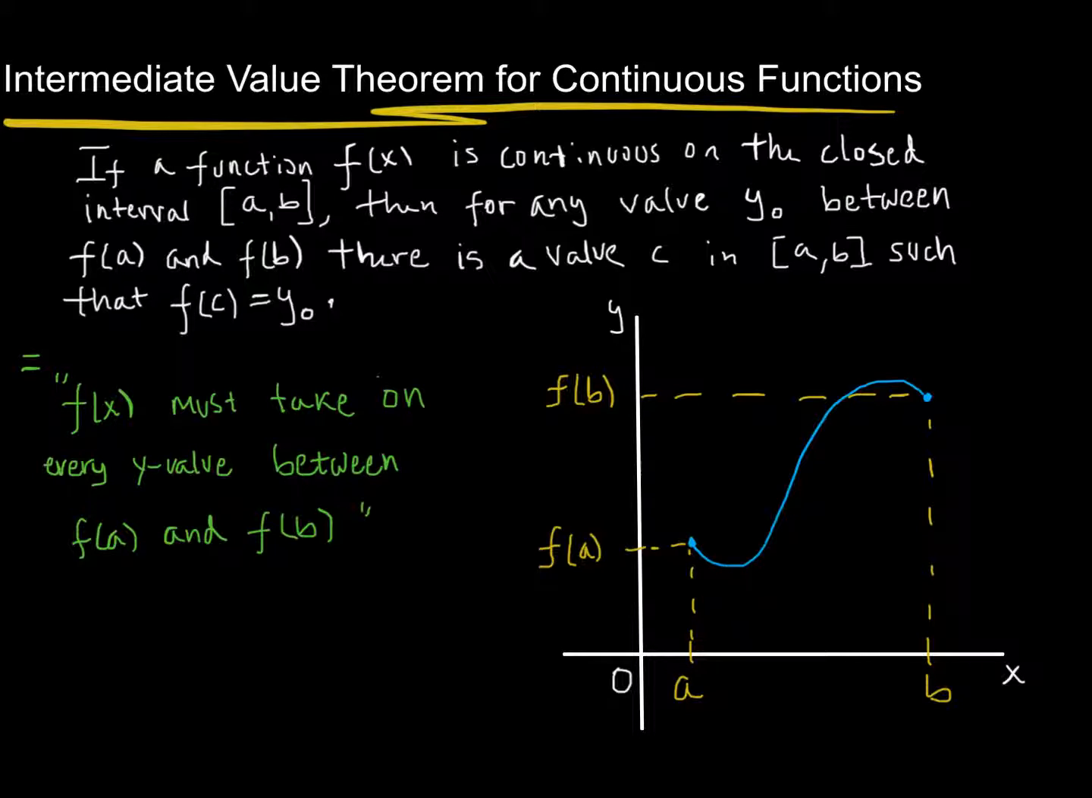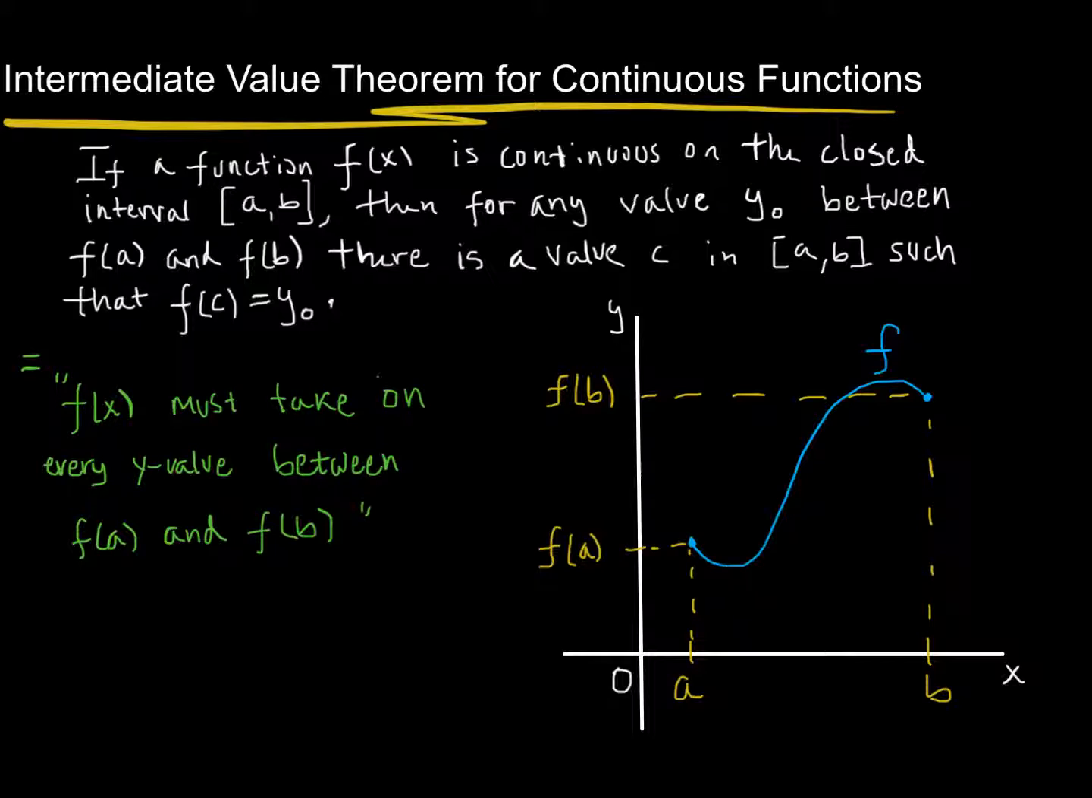If a function f of x, and I've graphed an example, f over here, if a function f of x is continuous on the closed interval from a to b, meaning that includes a and includes b, then for any value y sub 0 between f of a and f of b, there is a value c in this interval from a to b, such that f evaluated at c will equal this y sub 0 value. Okay, that sounds kind of ridiculous and archaic.